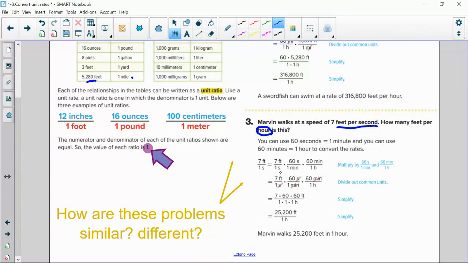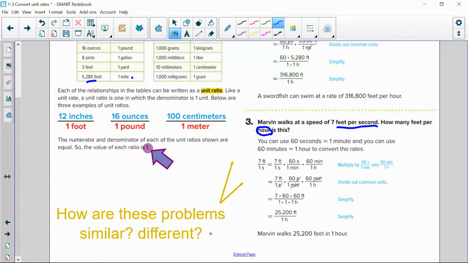Okay, this time we are changing our seconds. So you want to diagonally put your seconds on the top and then minute on the bottom. Then diagonally, how many minutes does it take to make 1 hour? And that's why we have 7 times 60 times 60. Cross out your common units and then simplify, which is just multiplying across. So we know that Marvin walks 25,200 feet in 1 hour.